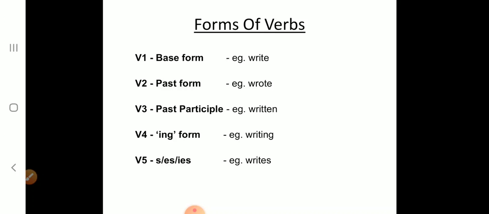Now let's look at one example. The root verb is write. So V1 will be the present form of the verb, example write. V2 will be the past form of the verb, example wrote. V3 will be the past participle form of the verb, example written. V4 will be the ing form of verb, example writing. V5 will be when s, es and ies is added to the root verb, example writes.